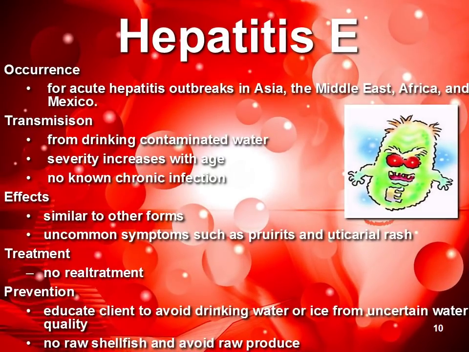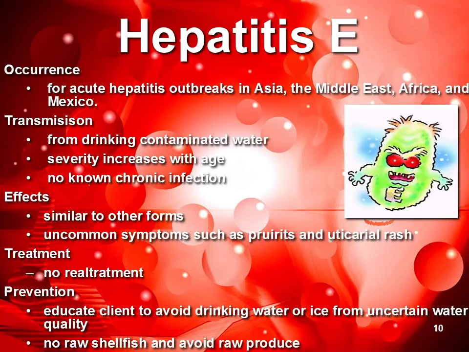Hepatitis E. Occurrence. The virus has been responsible for acute hepatitis outbreaks in Asia, the Middle East, Africa, and Mexico. It isn't common in the United States, and cases seen here usually are the result of travel to endemic areas. Modes of transmission will occur from drinking contaminated water. The incubation period averages 40 days, and most cases seem to occur in young middle-aged adults. Severity of the illness increases with age.